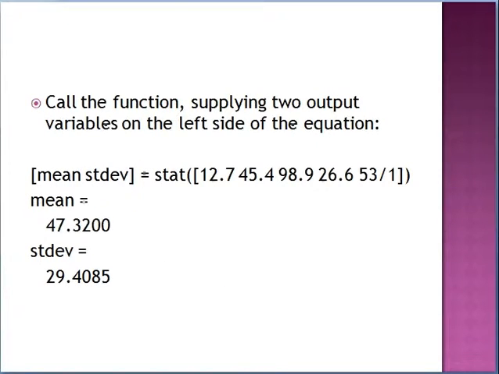Now we call the function, supplying two output variables on the left side of the equation, mean and standard deviation, equal to state, in place of x, which was my input. I am giving the input values. These are my input values. After giving that, I will get the mean and standard deviation as my output.